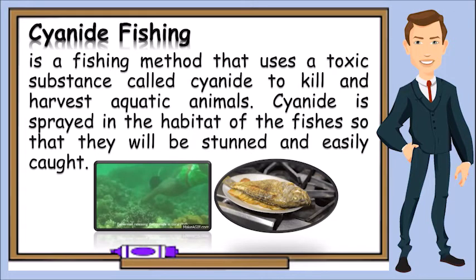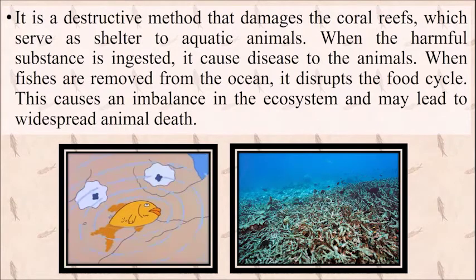It is a destructive method that damages the coral reefs, which serve as shelter to aquatic animals. When the harmful substance is ingested, it causes disease to the animals. When fishes are removed from the ocean, it disrupts the food cycle. This causes an imbalance in the ecosystem and may lead to widespread animal death.